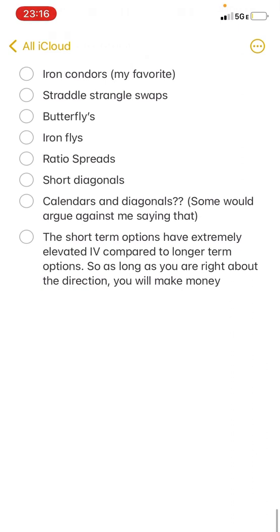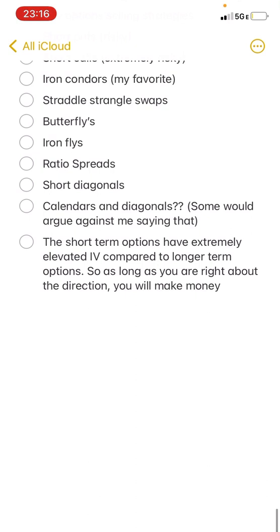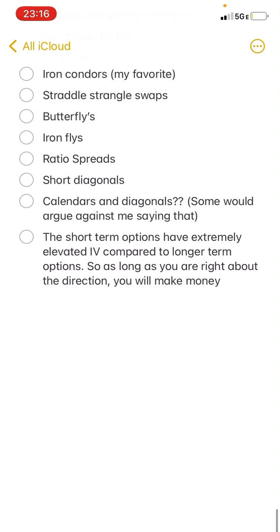Iron condors, that's probably one of my favorite things to do as far as short vega strategies through earnings reports. You basically just get like 20 to 25 delta iron condors, or you can put a little bias, bullish or bearish, on it, and you get a nice IV crush for iron condors. Straddle strangle swaps, that's another really good short vega strategy that you'll benefit a lot from the drop in IV.